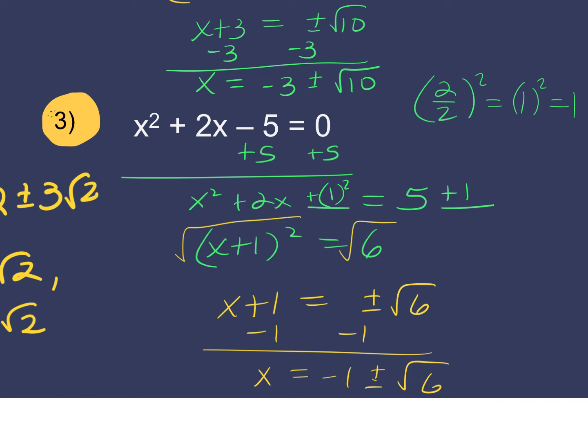Okay? Yes, Ari. Say that again. Why did I add 1 to 5? Because I need to keep my equation balanced. So because I added 1 here, I also have to add 1 here. Whatever I do to the left side, I have to do the right side. Does that make sense?